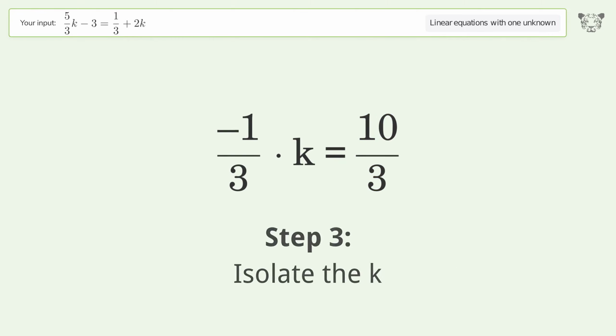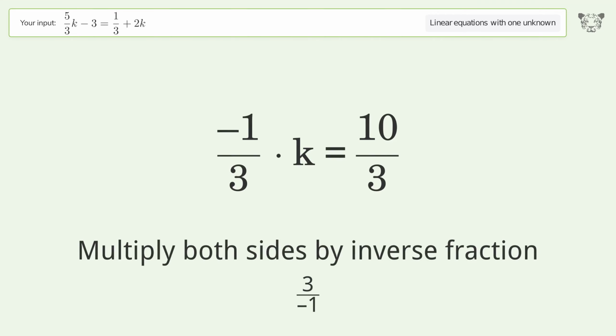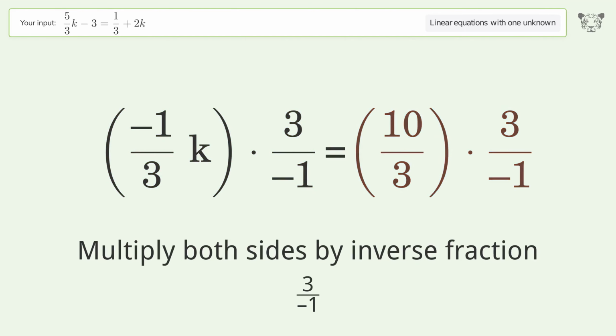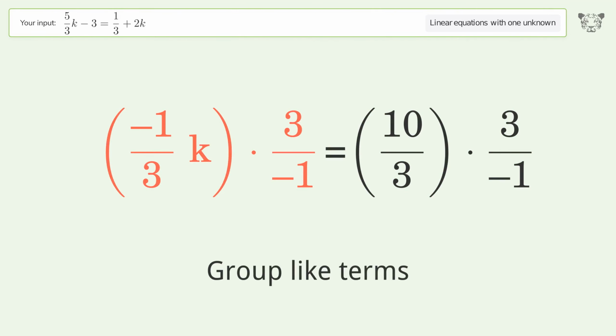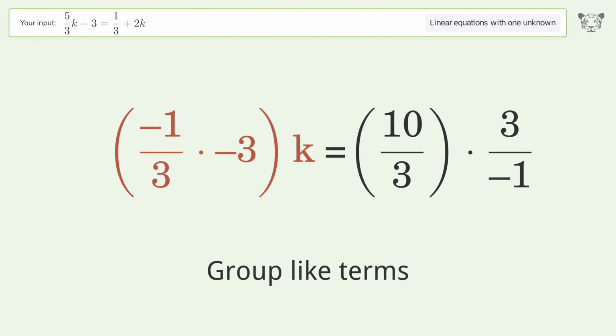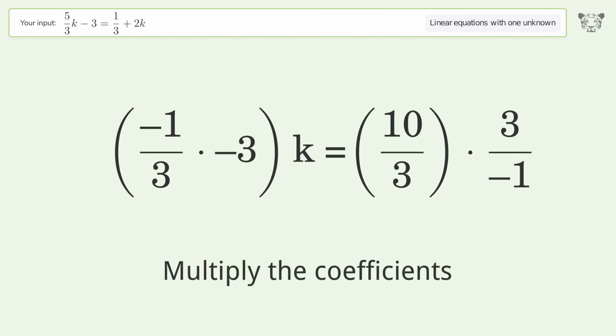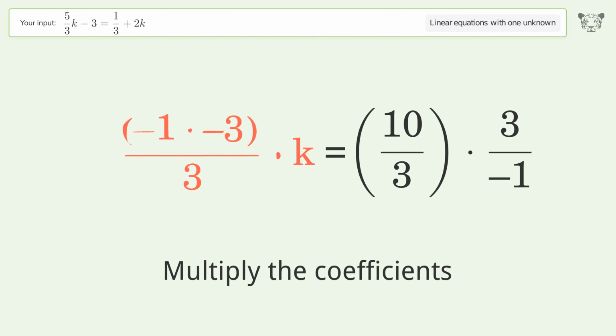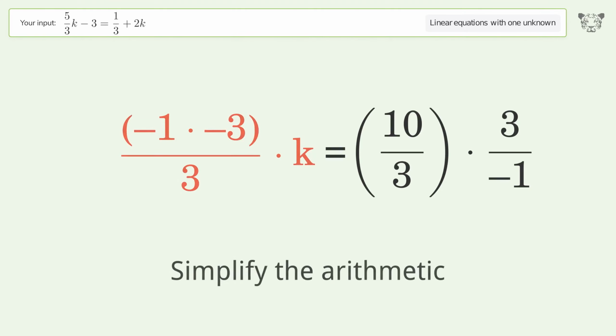Isolate the k. Multiply both sides by inverse fraction 3 over -1. Group like terms. Multiply the coefficients. Simplify the arithmetic.